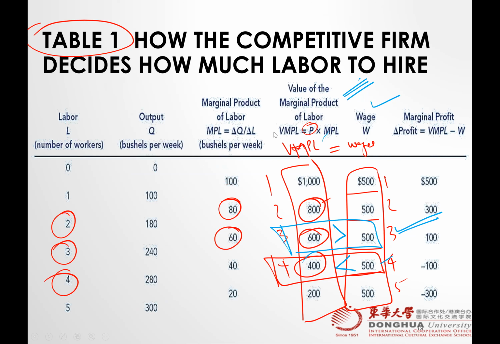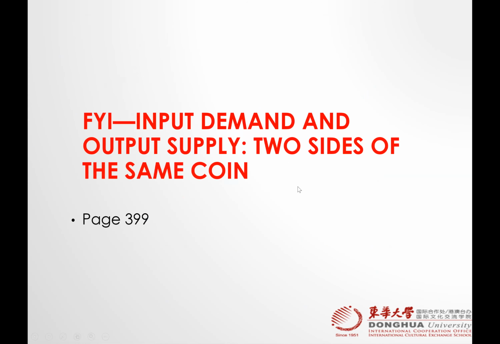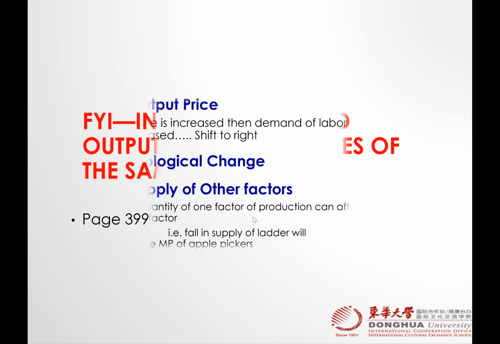So if you ask me, it is the same condition as MC equals MR. Simple. But here we need to use fancy names because we are talking about the factors of production. Right, guys? So I have a very nice case study here, which is two sides of the same coin. It is on page number 399. You can refer to the book chapter and find it over there.